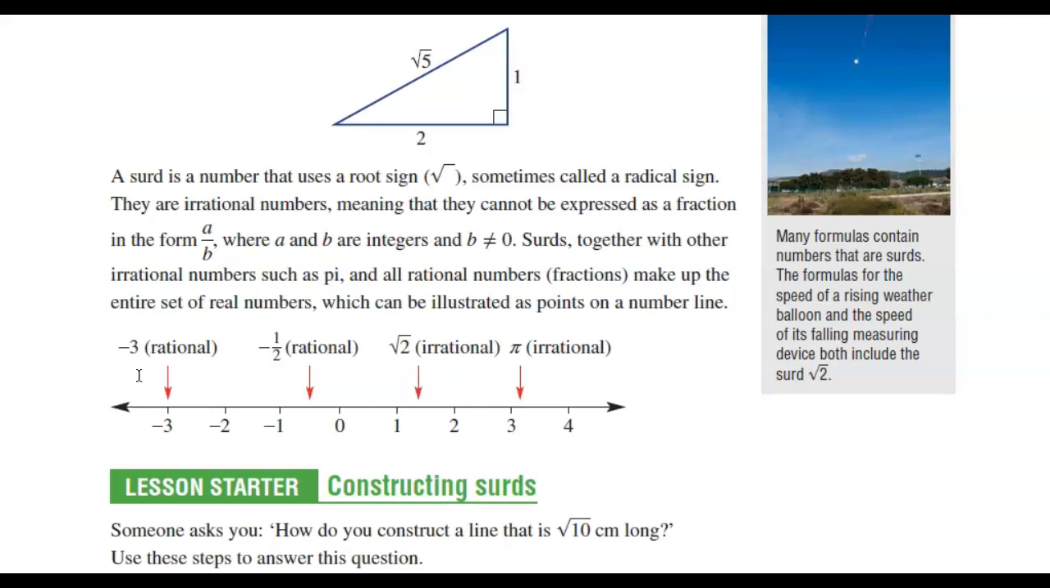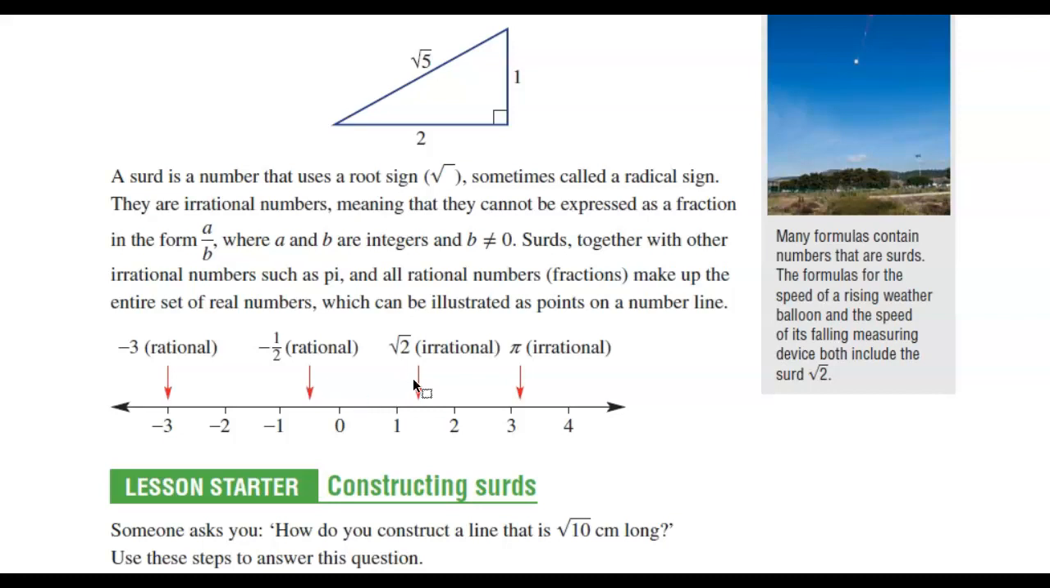So here we've got the -3. Okay, it's a rational number because it has a finite number of decimal places. It actually is an integer. Now, -1/2 is a rational number because it's -0.5. Okay, so it doesn't keep going. Your decimal places don't keep going forever. It can be expressed as a fraction.